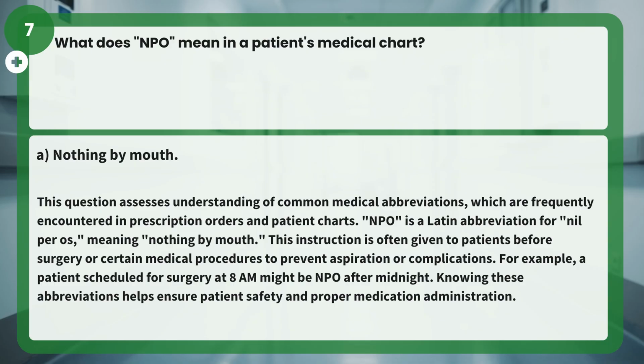Answer: A. Nothing by mouth. This question assesses understanding of common medical abbreviations, which are frequently encountered in prescription orders and patient charts. NPO is a Latin abbreviation for nil per os, meaning nothing by mouth. This instruction is often given to patients before surgery or certain medical procedures to prevent aspiration or complications. For example, a patient scheduled for surgery at 8 a.m. might be NPO after midnight. Knowing these abbreviations helps ensure patient safety and proper medication administration.